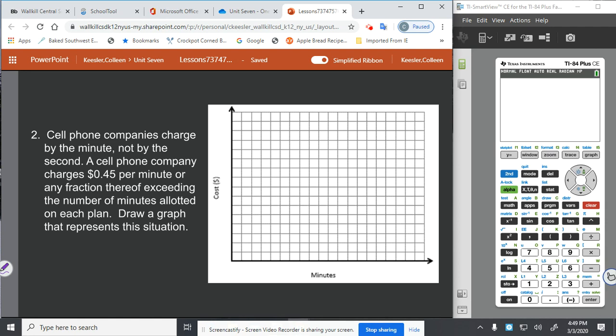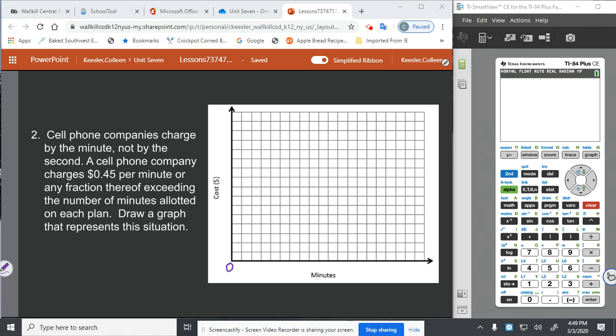So now for this one, we have cell phone companies charge by the minute, not by the second. A cell phone company charges 45 cents for up to a minute and includes that fraction for every next minute. So for example, if you were to make a phone call for 30 seconds, you'd be charged 45 cents. If you were to make a phone call for a minute and 30 seconds, you would be charged 90 cents, and so on. So let's see what this looks like on our graph.